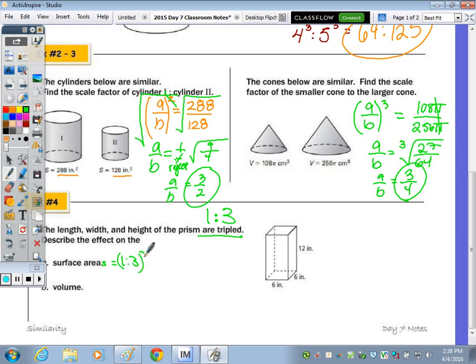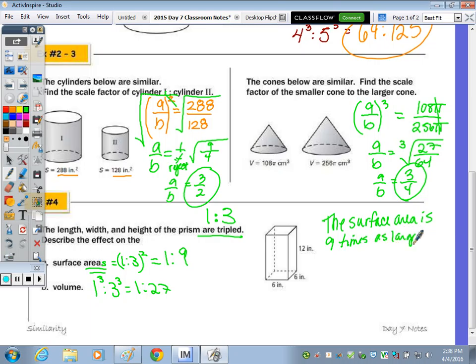It is going to be 1 to 3 squared because it's an area. So this is going to be 1 to 9. And the volumes is going to be 1 cubed to 3 cubed, which is 1 to 27. So the surface area is 9 times as large. And the volume is 27 times as large.